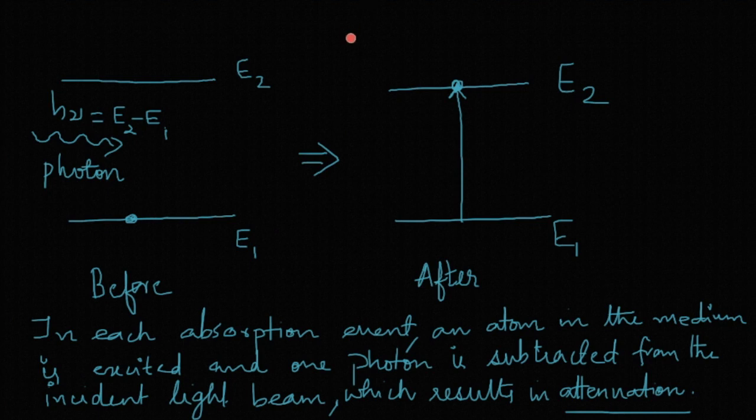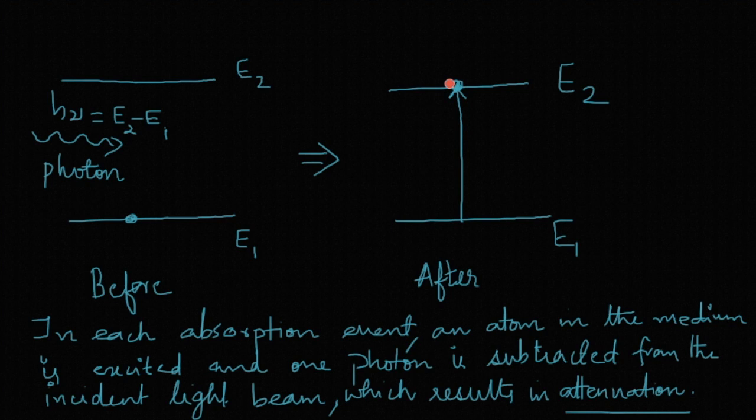So schematically, we can represent this as two energy levels, E1 and the upper excited state E2, and a photon. The photon is represented by this wiggly line. Its energy is given by h nu, which is exactly the difference between the two levels, E2 minus E1. If such a photon is incident on an atom, this atom will absorb the photon and jump to the upper state. That is represented in the second figure. After absorption, the atom goes from the ground state to the upper state.